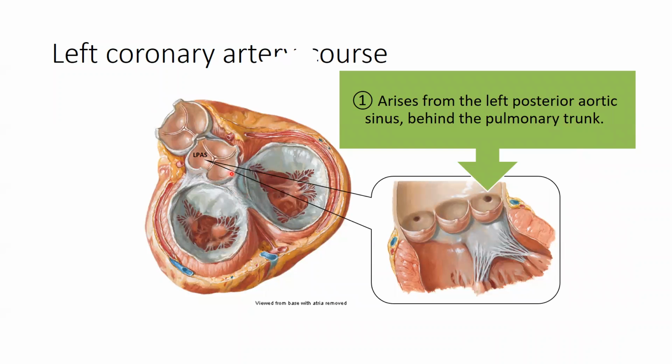That is actually the same picture that I showed in the previous slide. I'm sorry for this. It arises from the left posterior aortic sinus. It must be the left posterior aortic sinus because we have two, left and right posterior. Where is this located? It's behind the pulmonary trunk. This is the pulmonary trunk. So the left coronary arises or emerges from the left posterior aortic sinus and descends behind the pulmonary trunk.